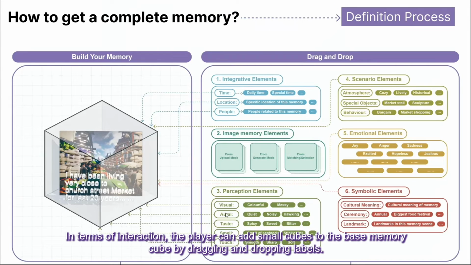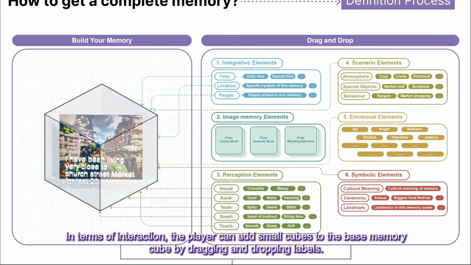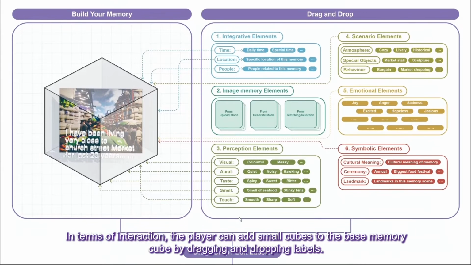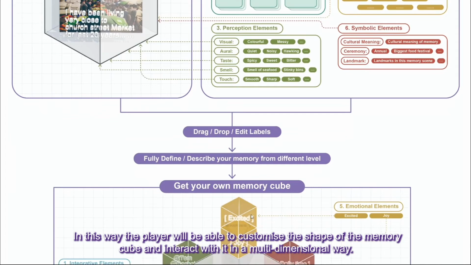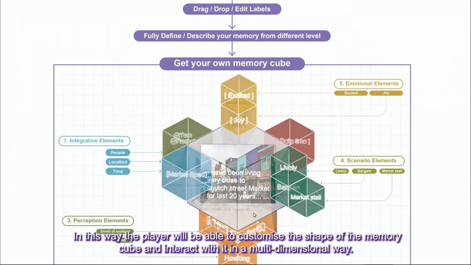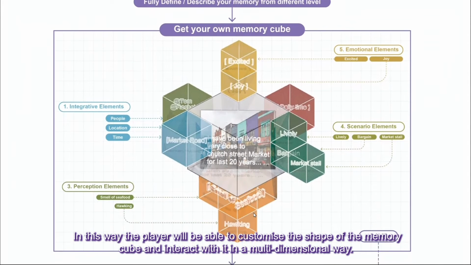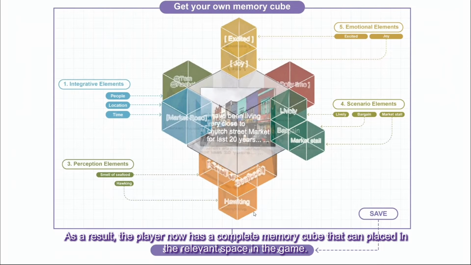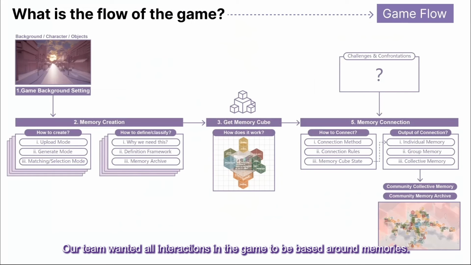In terms of interaction, the player can add small cubes to the basic memory cube by dragging and dropping labels. In this way, the player will be able to customize the shape of the memory cube and interact with it in a multi-dimensional way. As a result, the player now has a complete memory cube and can place it in the relevant space in the game.